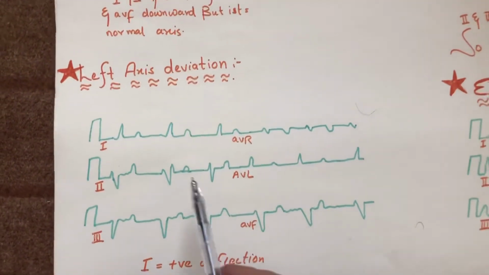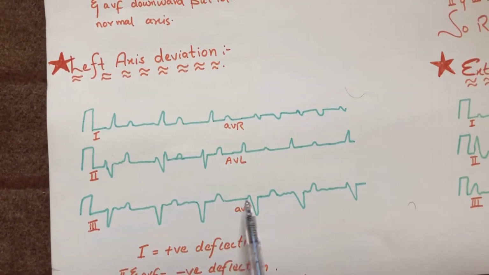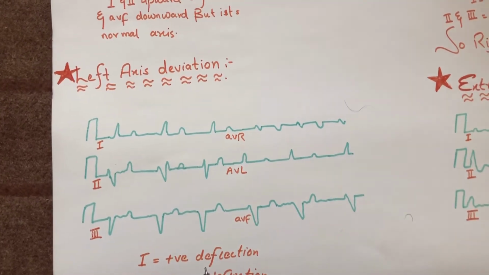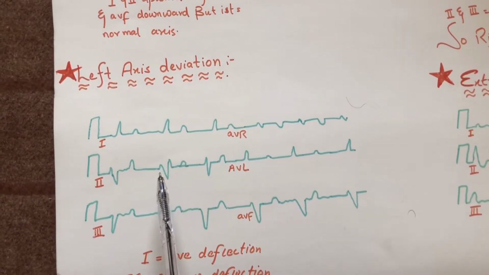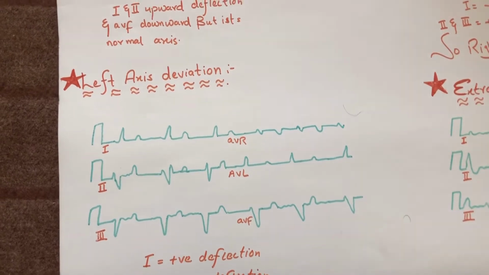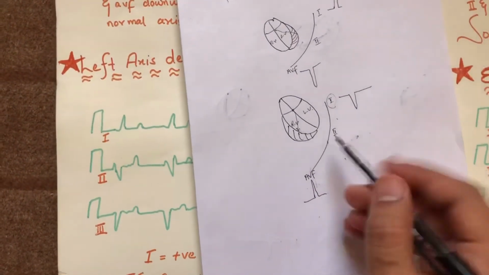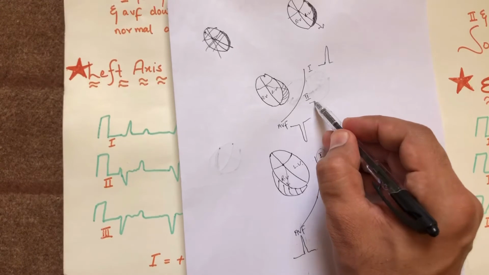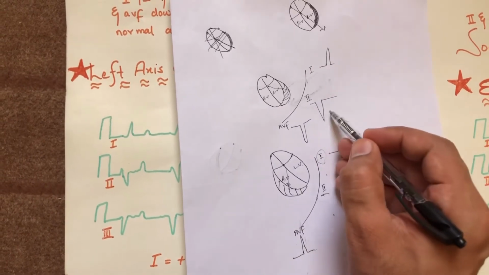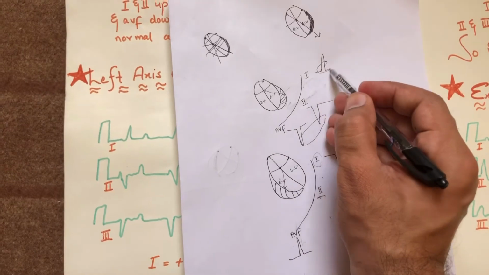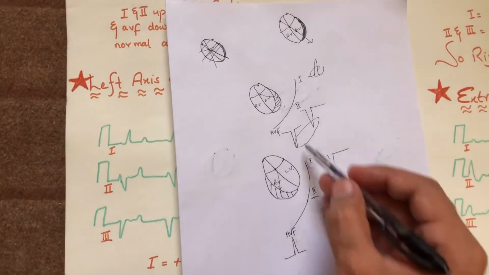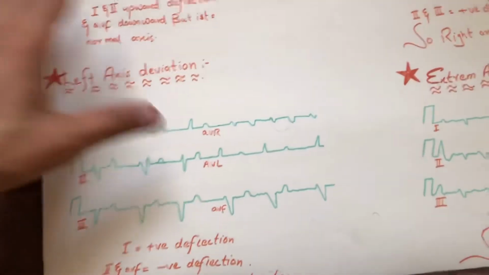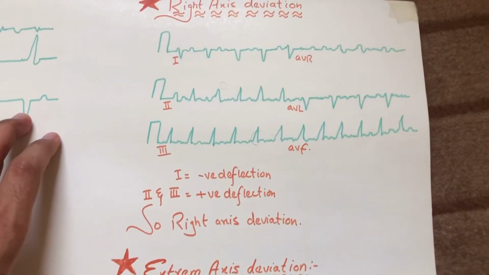See, upward deflection in lead number 1 and downward deflection in lead number 2. And for confirmation, look at lead number 2. It is also a downward deflection. So these two are downward and this one is upward. It means it is left axis deviation. It means left ventricular hypertrophy.